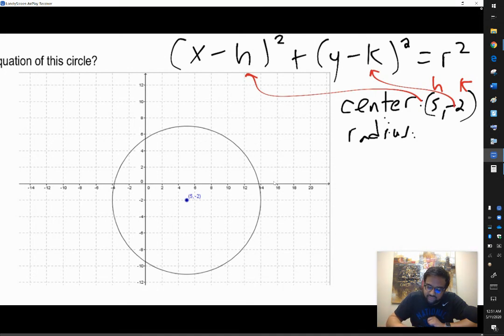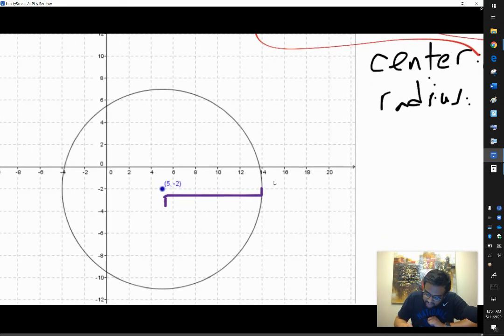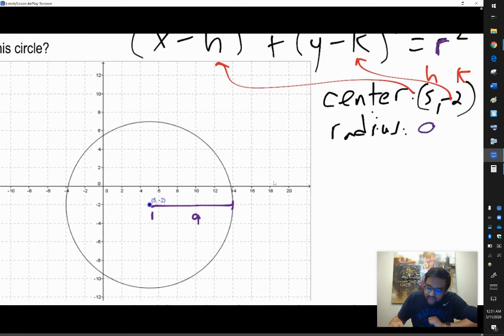We're 2/3 of the way done, folks, because all that remains is the radius. The radius is the distance from the center to the edge. Let's take a look here. The grid here is based on 2's, so we have a distance here of 2, 4, 6, 8, and then half, so 9. So the distance of this segment would be 9 units, right? So the radius is 9.